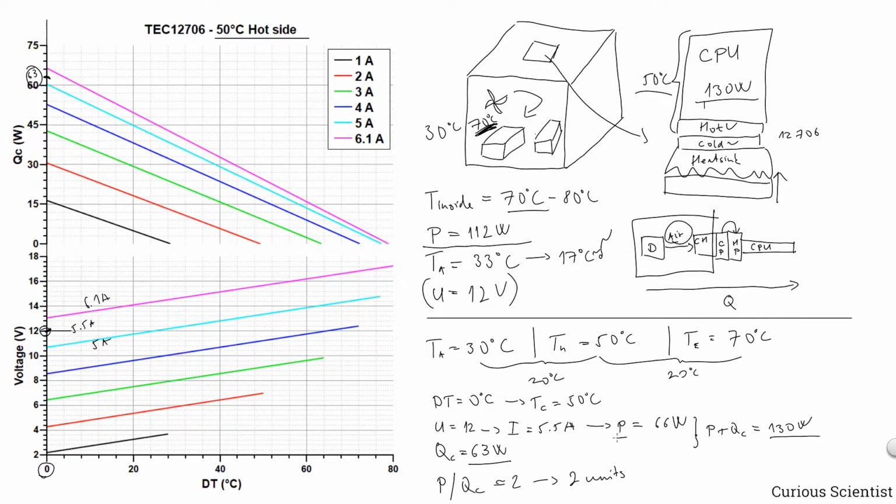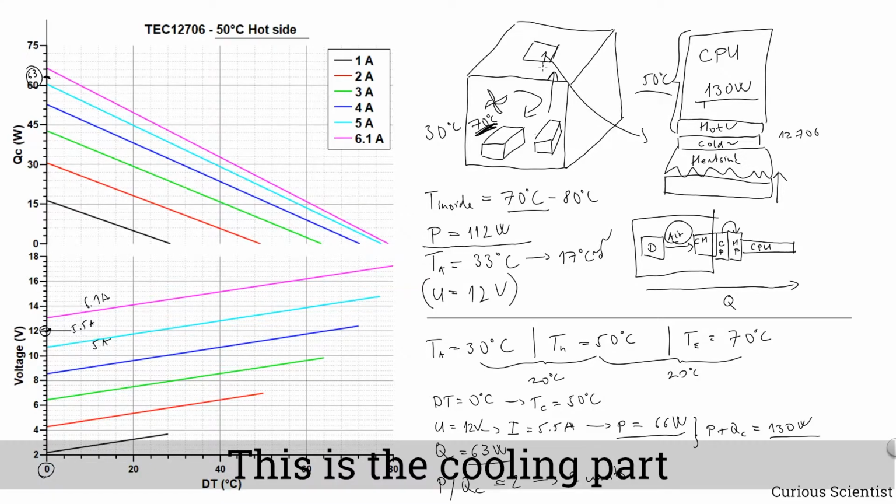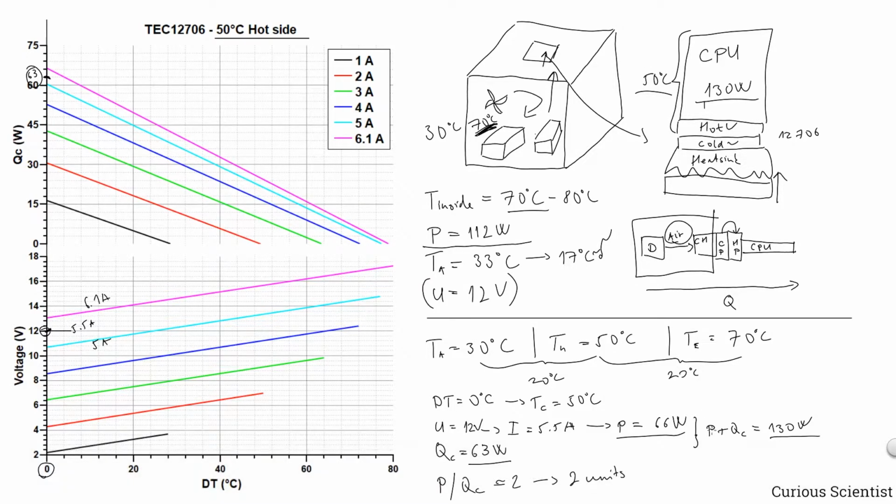One term is coming from the rejected heat, caused by just the joule heating of the unit. So if you run this unit at 5.5 amps and it takes 12 volts to reach the 5.5 amps, then the heat will be 66 watts, and that appears on the hot side. And of course you are also moving heat from the inside of the enclosure through the Peltier unit to the CPU cooler, and that is another 63 watts. So the sum of these 2 terms will give us 130 watts in total.